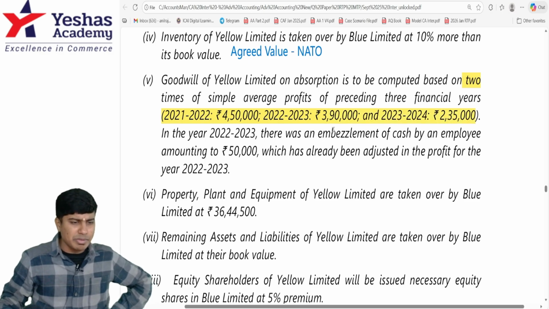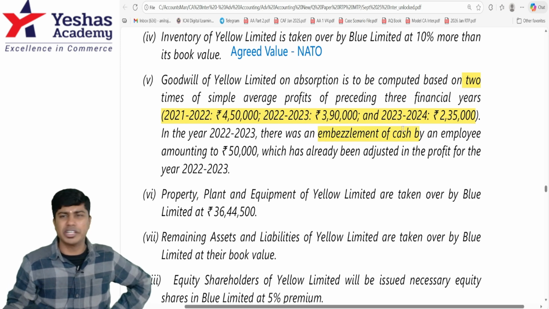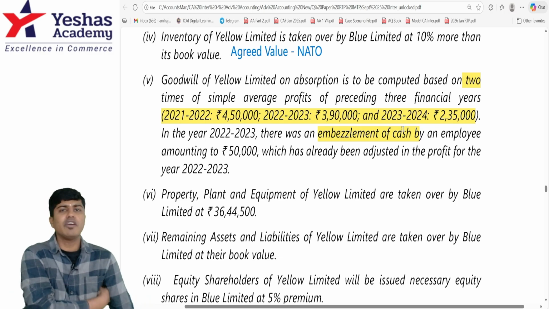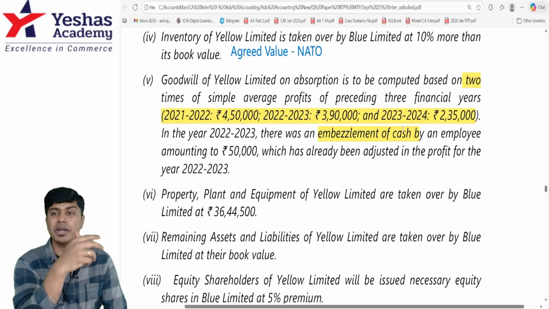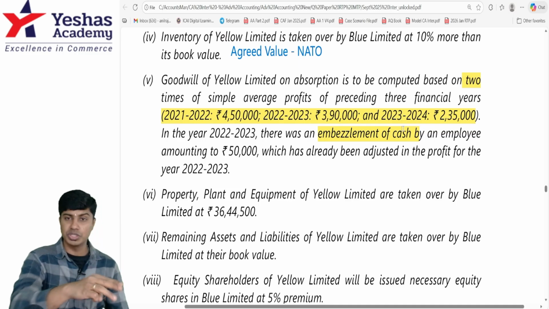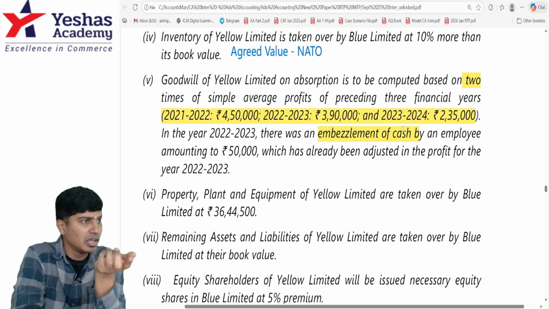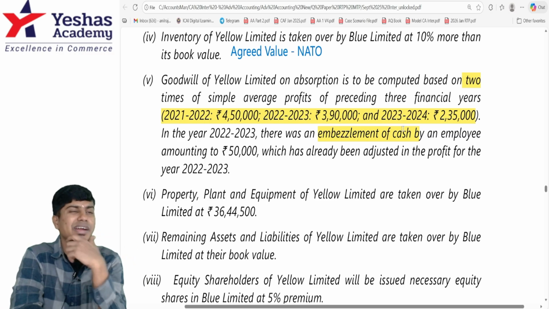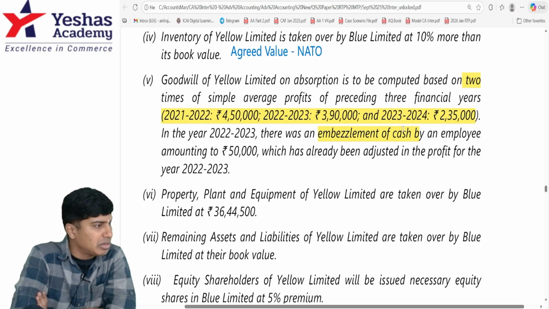There is some embezzlement of cash, non-operating expenses or exceptional or extraordinary item. See, in computation of goodwill, we'll take the profits, first eliminate the non-operating or extraordinary or exceptional items. Then we'll find the adjusted profits for those 3 years. Take the total, divide it by 3. We'll get the average profit. That average profit, if you multiply by 2 years purchase, that's how we find goodwill under average profit method.